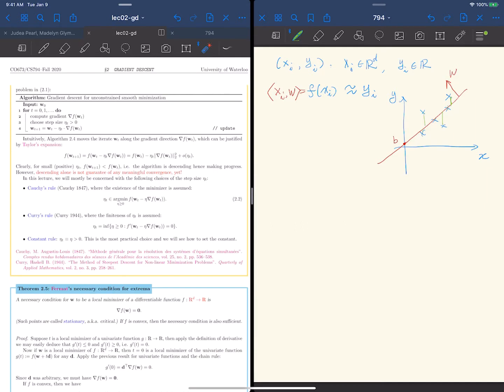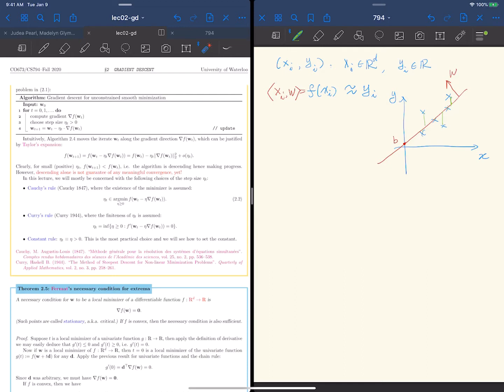Okay? And I want to emphasize that this is a good progress, but not necessarily enough progress. Okay? Decreasing the function value may not give you any guarantee yet. Okay? We'll see an example later on.